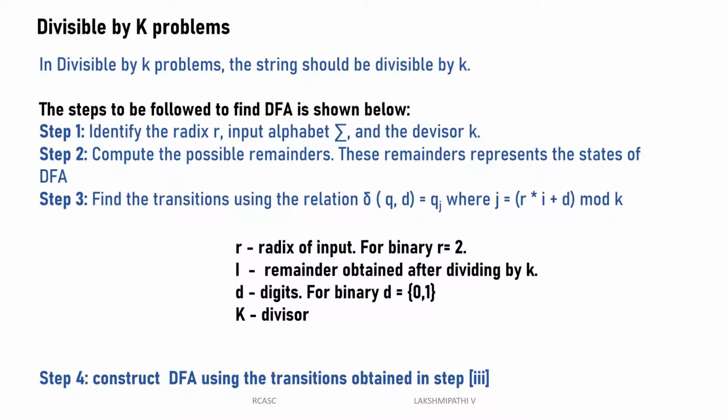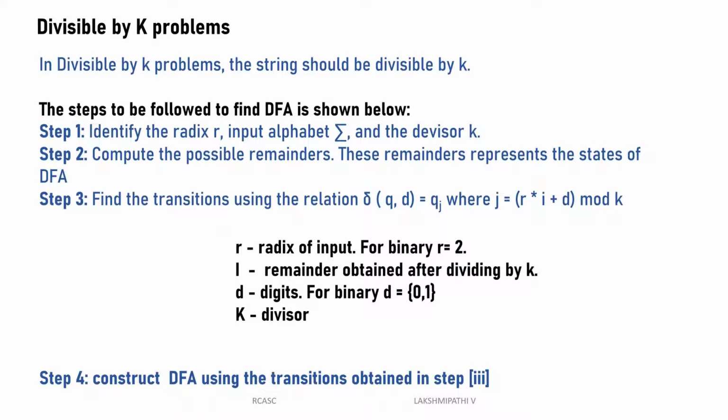Then i is the remainder obtained after dividing by k. So once we divide, we get the remainder, and that remainder is i. Then d is the digits; for example, in binary the digits are 0 and 1. The k is the divisor. After these three steps, we can go for constructing the DFA.